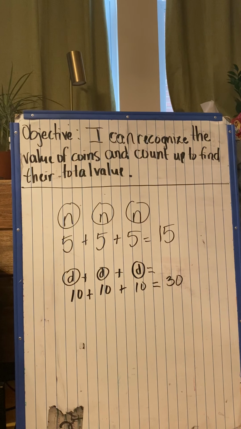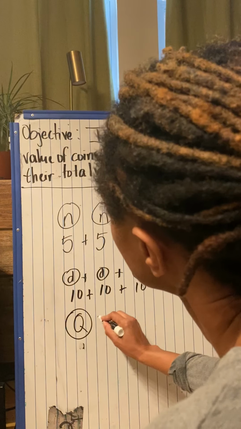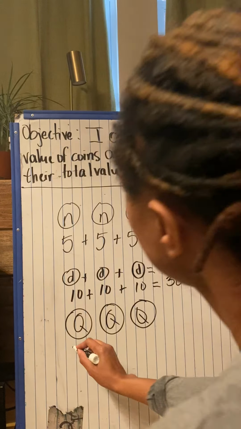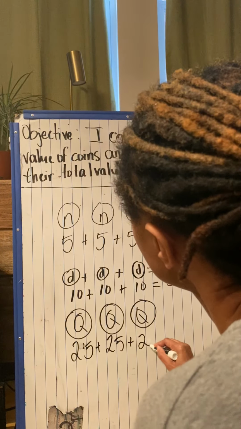Now, show me 3 quarters. And then write an addition sentence showing the value of 3 quarters. And then I want you to tell someone in your house your number sentence. 3 quarters this time. You should have written 25 plus 25 plus 25 equals 75.